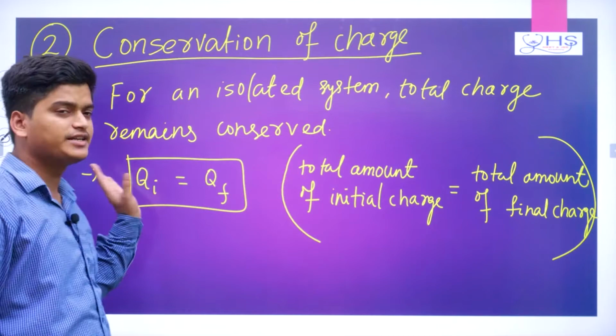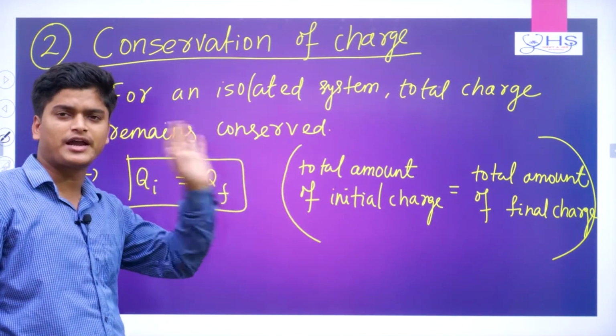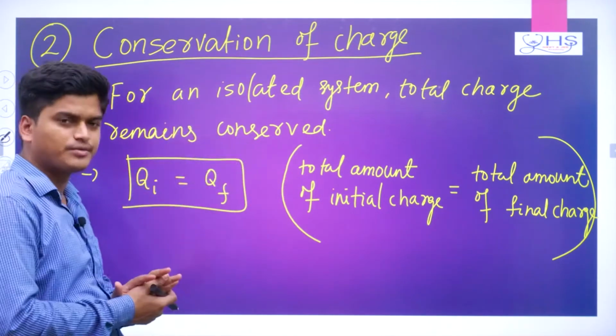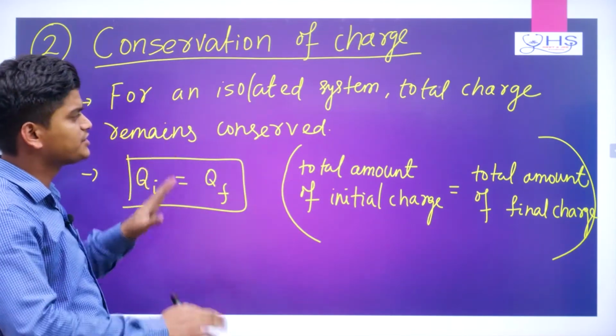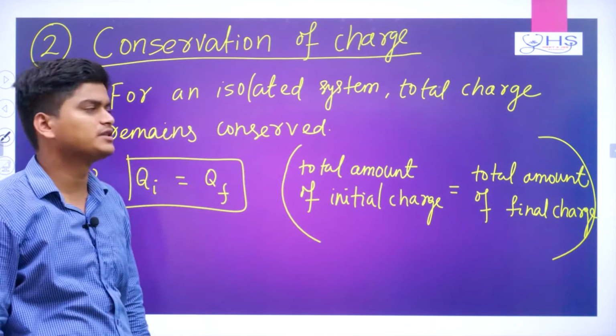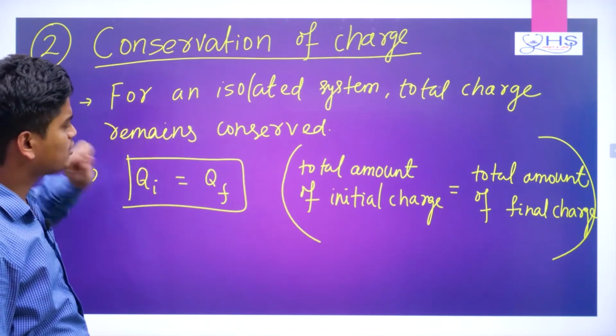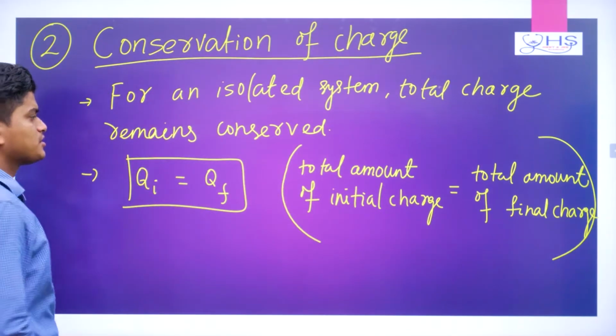Suppose initially 9 coulomb charge is there; finally also the same 9 coulomb charge is there for the total system. It can be a 2 body system, it can be a 3 body system, whatever. But for an isolated system, if it is not connected to outside things, the total charge of the system remains constant.